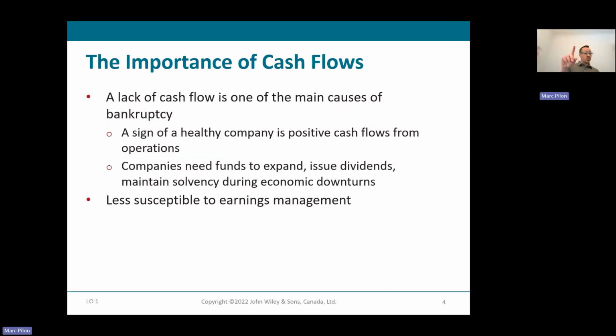Cash flows is important, right? They say that cash is king, okay? I'll draw a crown. This is my crown. Yeesh. You can let me know if you think that I should become an artist instead of an accounting prof.